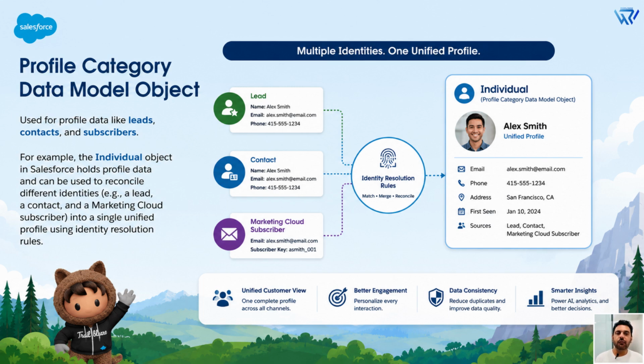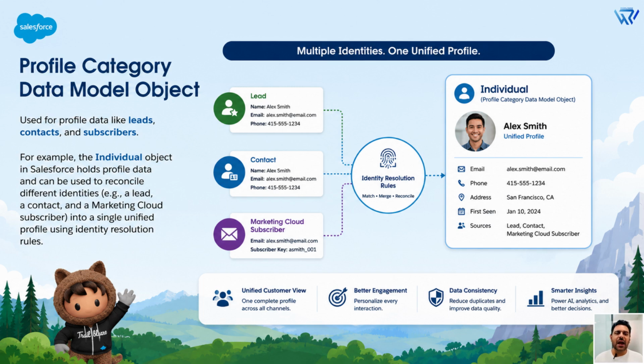For example, we have a default object inside Salesforce data model object, which is individual object. Individuals hold all the profile data so that you can reconcile by writing some profile reconciliation rules to make it unified. If there is a lead which got converted to a contact and then it created in Marketing Cloud as a subscriber, so technically a same person having three different identities, a lead identity, a contact identity, and a subscriber identity in Salesforce Marketing Cloud.